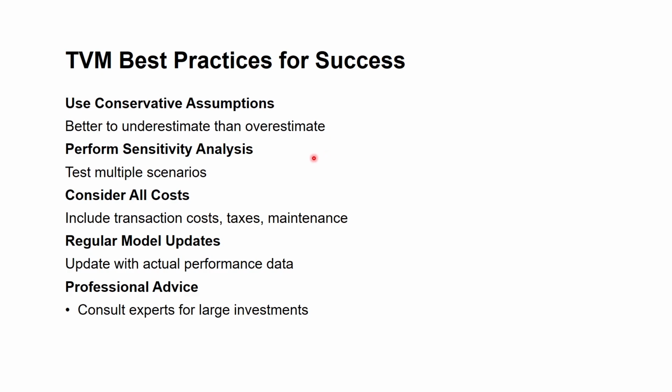So, be conservative, be not very aggressive, because that will give you a pleasant surprise, and that is better than making big mistakes in your analysis. Then include all costs in your analysis, not just the obvious ones. Regularly update your models with actual performance data to improve future accuracy. Don't hesitate to seek professional advice for large investments. The cost of expertise is usually far less than the cost of mistakes.